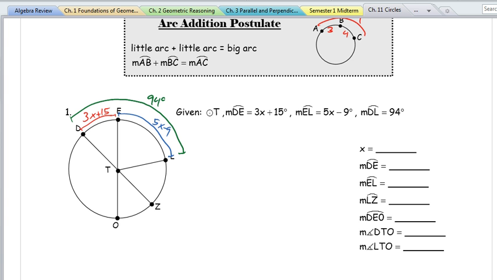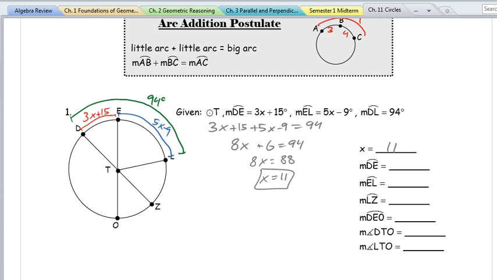So, you guys are probably thinking about how to do that. Pretty simple idea, little plus little equals big. In other words, 3x plus 15 plus 5x minus 9 equals 94. Combine like terms and solve for x. So that's going to be, what, 88? So x is 11.